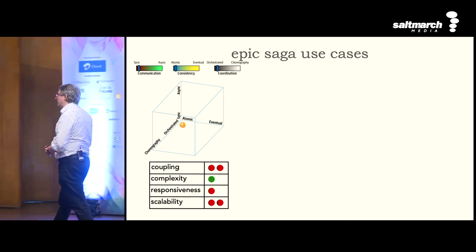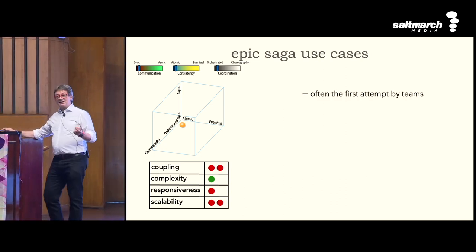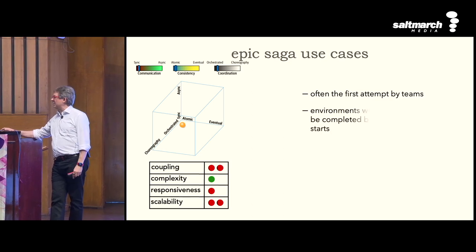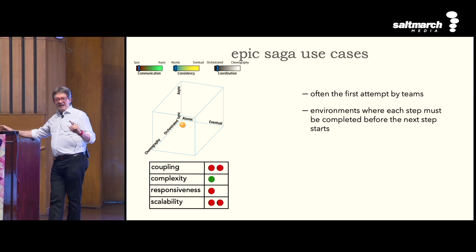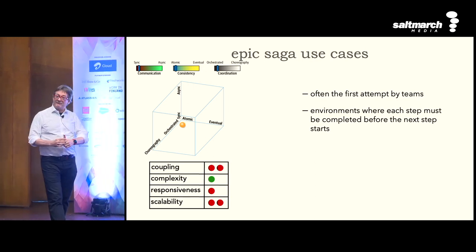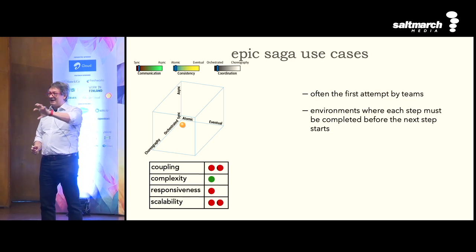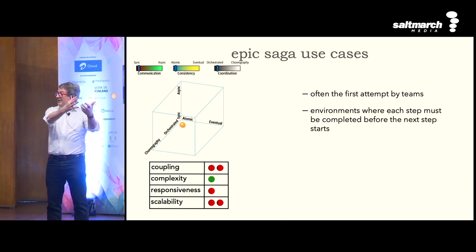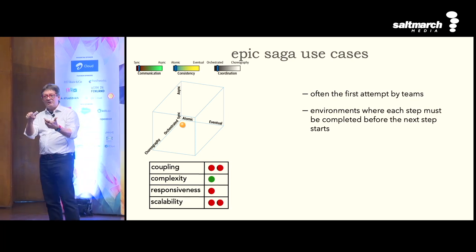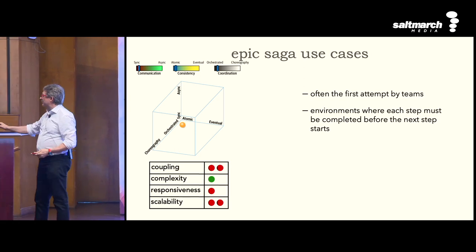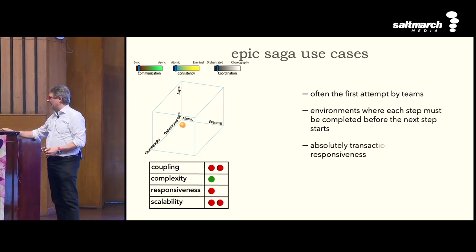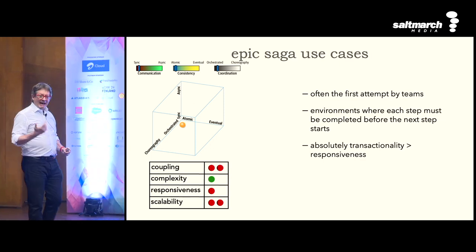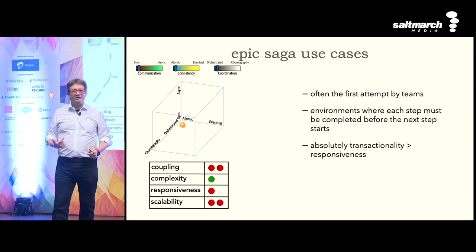So when would you use something like an Epic Saga? Well, this is, as I said, often the first attempt by teams because they're used to non-distributed architectures, and so they try to mimic this in an architecture like this. It's useful in environments where each step must be completed before the next step starts. So if that first domain service updates something and needs to send that to the second service for it to do its work. So think wizard interactions where I fill out a form, a page, and I need to fill out another page based on the input of that page. I have to have that synchronous communication so that I can get the results before I can move on to the next one. So this is really useful in places where you want strict order of operations, and where absolute transactionality is way more important than responsiveness.